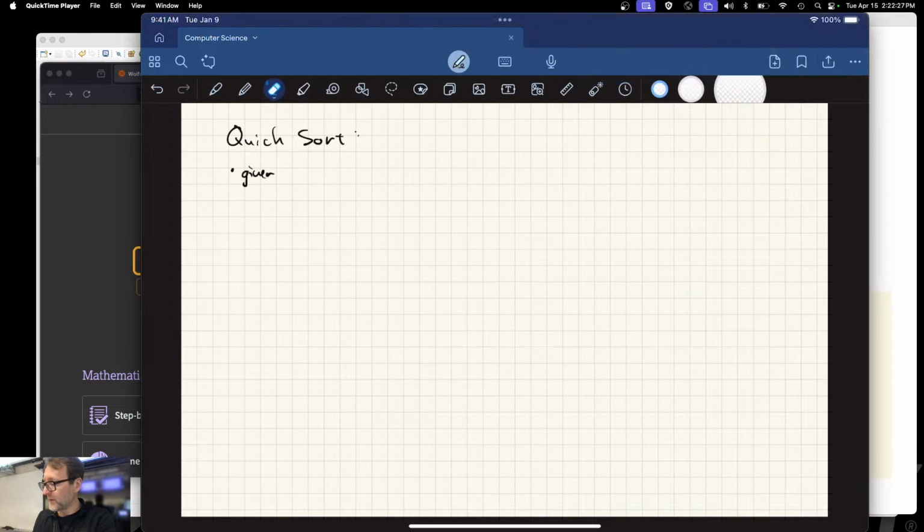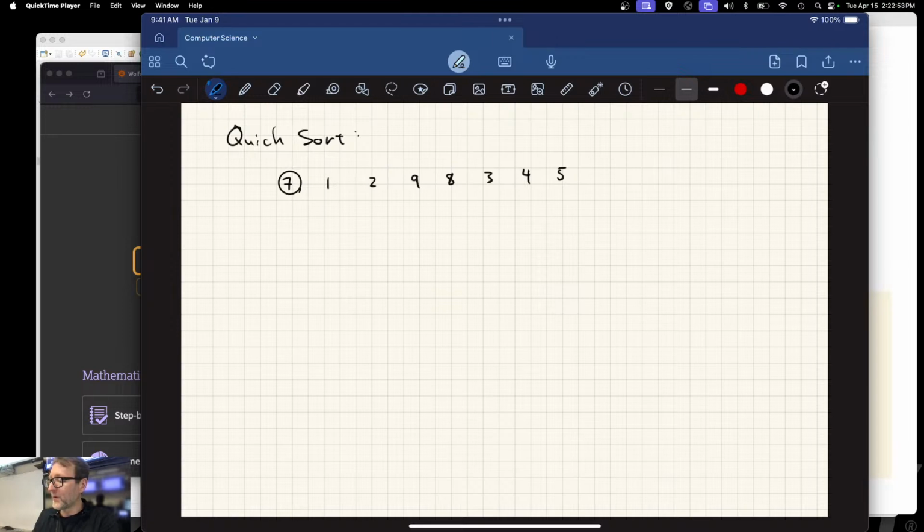So there are lots of ways that you can choose a pivot element. I'm just going to choose the first one. So let me go ahead and go with 7, 1, 2, 9, 8, 3, 4, 5. So my pivot element here is going to be 7. Then I'm going to go through the rest of these, and I'm going to partition around that pivot element.